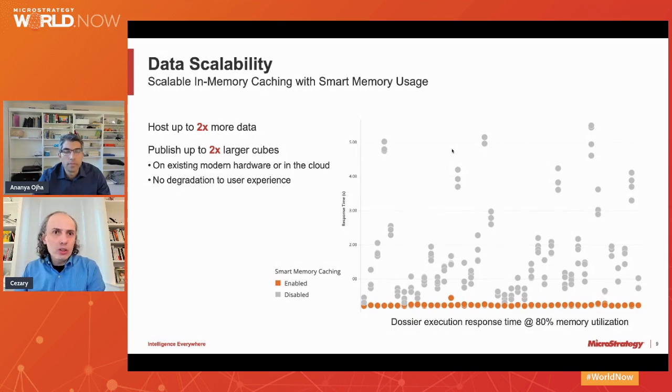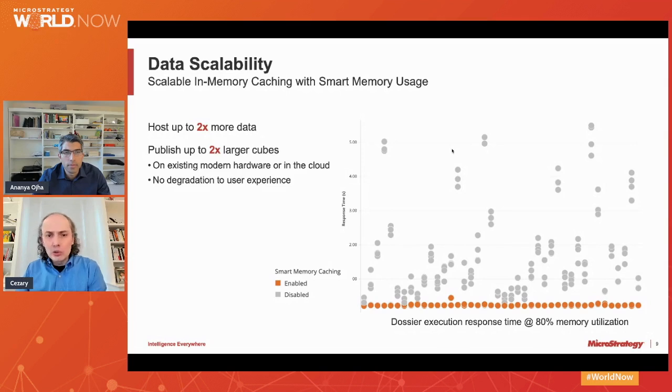MicroStrategy 2020 and subsequent updates delivered major improvements in how we manage temporary cube structures, which we call indexes and element blocks, improving governing, adding the ability to swap them to disk in low memory situations. However, to date, cube data has always been loaded entirely into physical memory of the machine, only to be unloaded in its entirety in low memory conditions.